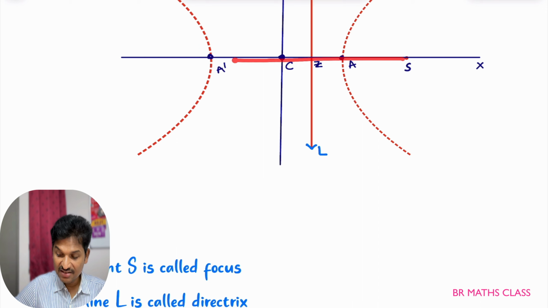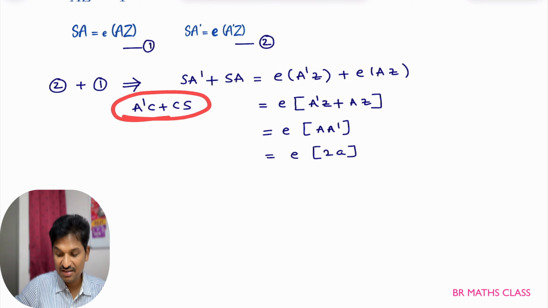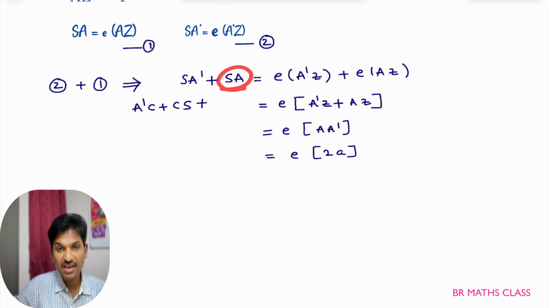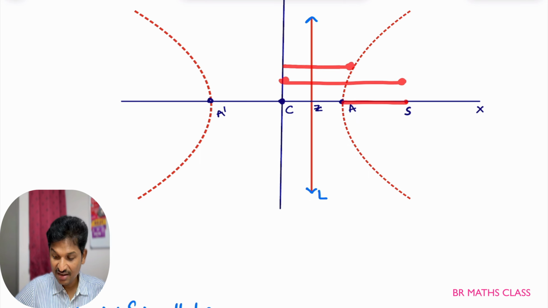How can I write SA dash by including C from the diagram? You observe, this is SA dash. I'll write this as A dash C plus CS. I included C, right? So here it is A dash C plus CS. This SA I'll also write by including C from the diagram. You see here this is SA. This can be written as CS minus CA. CS minus CA is SA, right?